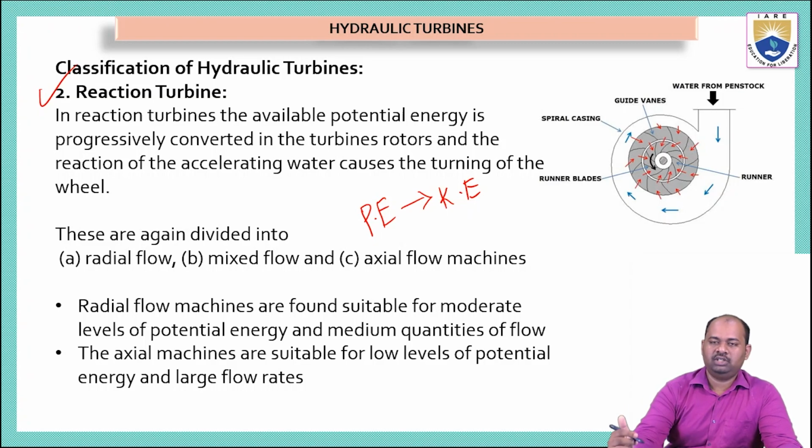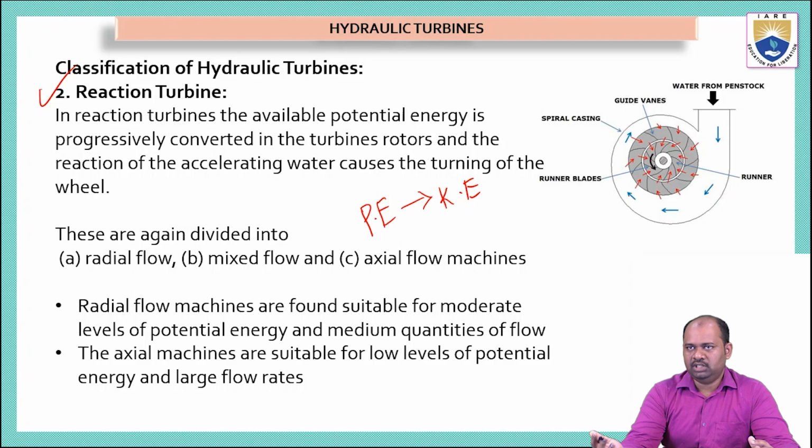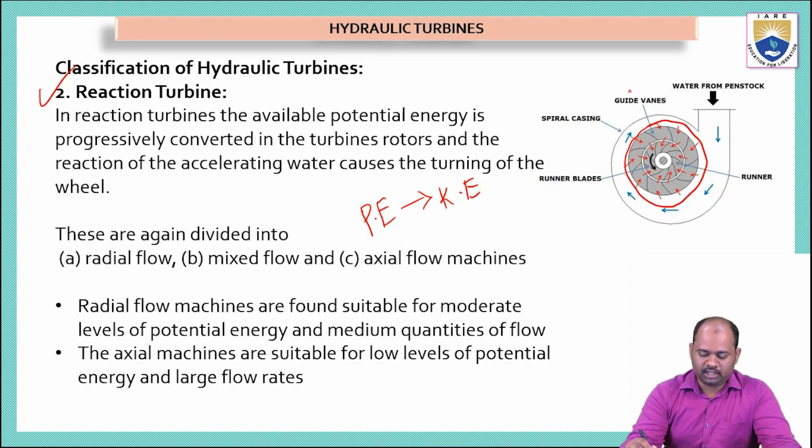Now, in reaction turbine, this conversion of energy will take place inside the runner. So, what is a runner? The turbine wheel is called a runner. This entire arrangement is called runner. So, the entire thing is called runner, and the outside part is called casing.